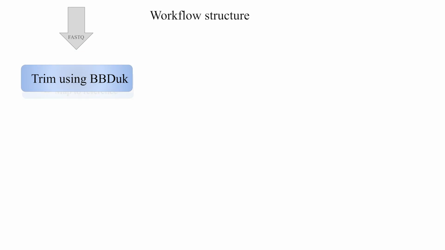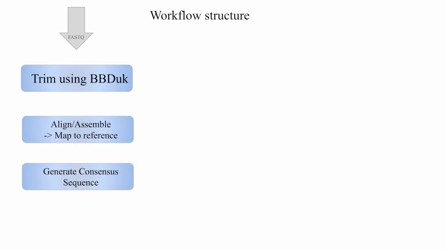The input data are FASTQ files generated from the Nanopore sequencing of your SARS-CoV-2 samples. The FASTQ files are trimmed. The trimmed reads are then mapped against a reference genome, either the one that we provide or a reference genome of your choice. From the alignment, a consensus sequence is generated. The consensus sequence is then annotated.